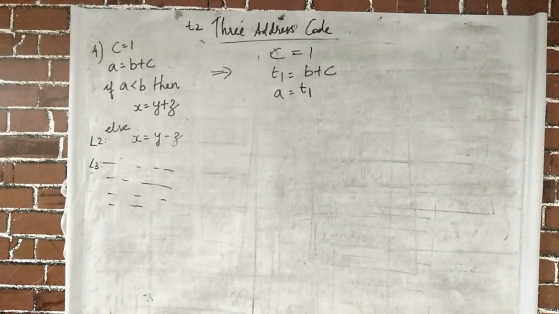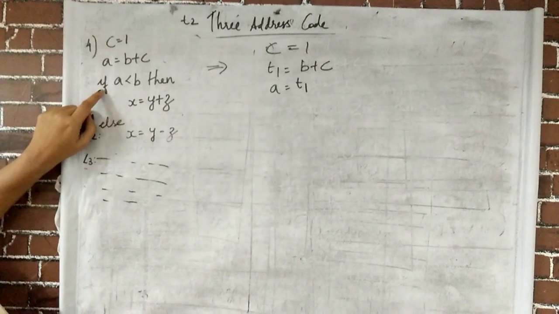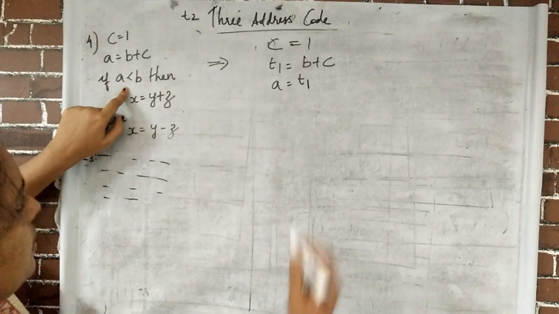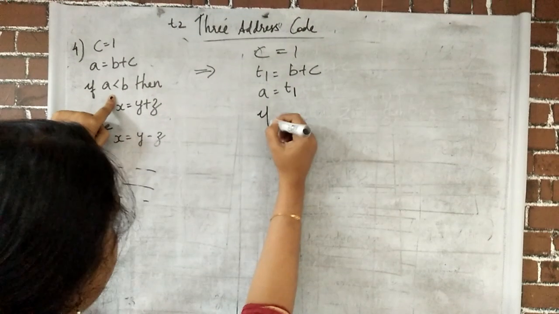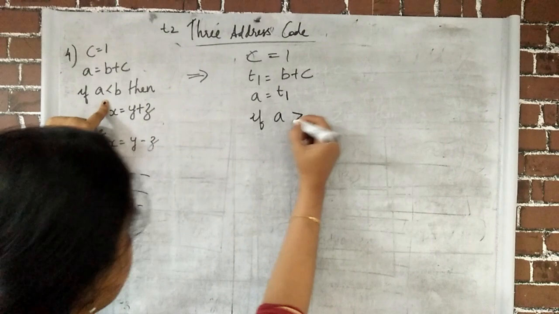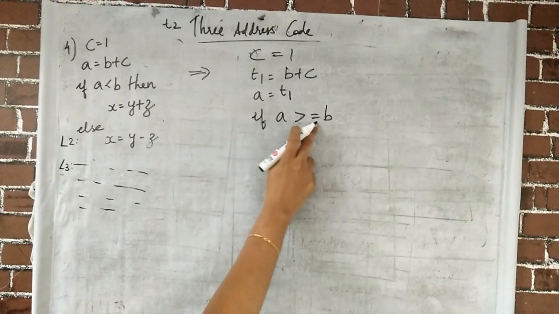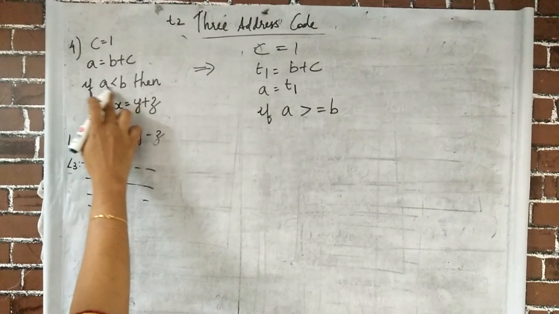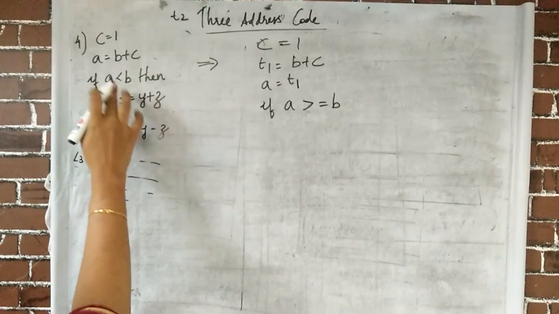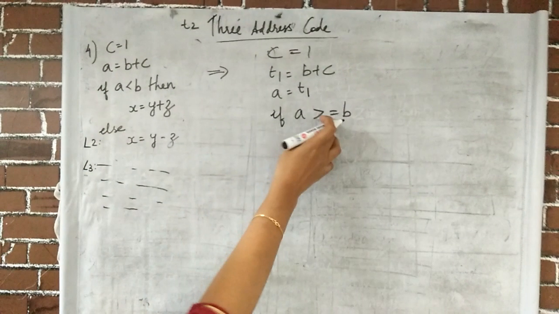Now, if you have the condition as if A less than B, you have to write the reverse: if A greater than or equal to B. Why are we taking greater than or equal to? Because less than means A is not equal to B, right? So the reverse condition will include equal to also.